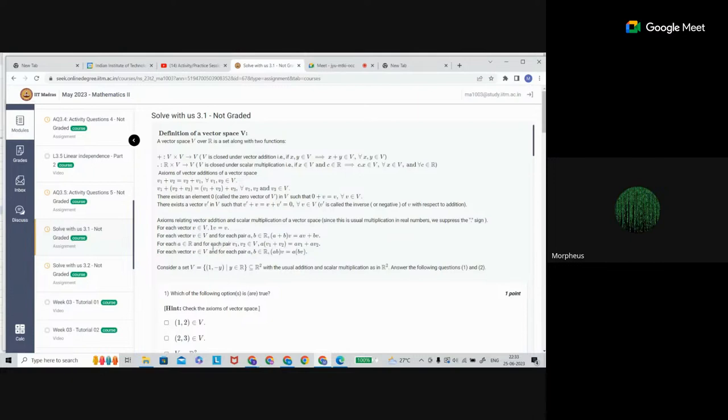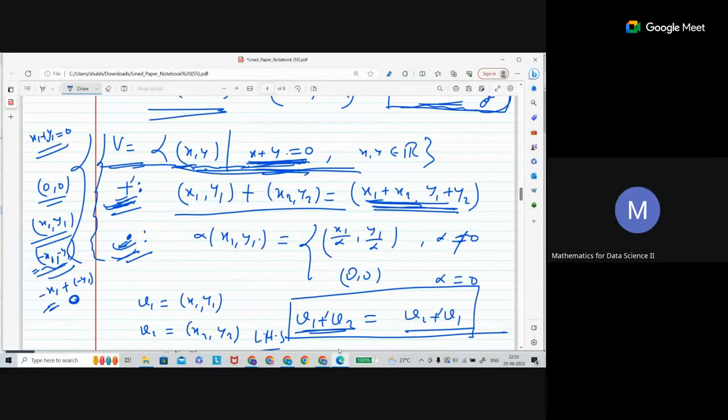Sir, which one, sir? I am saying this set with these operations, okay? Yes, sir. It doesn't form a vector space. Can you tell me the reason why?